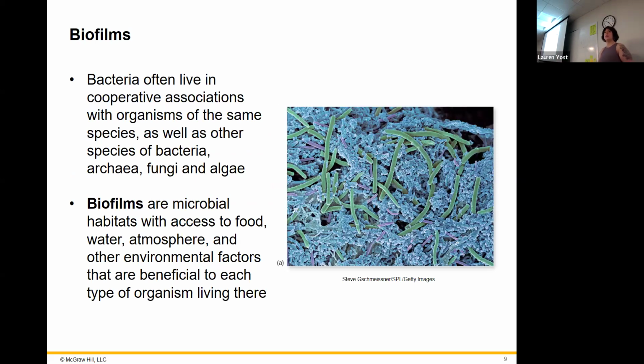Biofilms, we already talked about this, but it's just a whole bunch of bacteria living all together, and it doesn't have to be just bacteria. It could be bacteria and fungi and or archaea and or protozoa or protista or whatever. So anything can be involved in the biofilm.